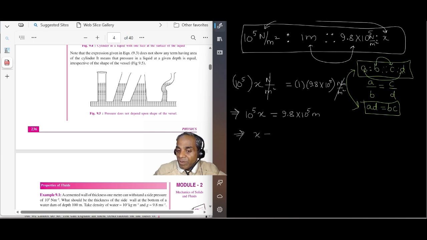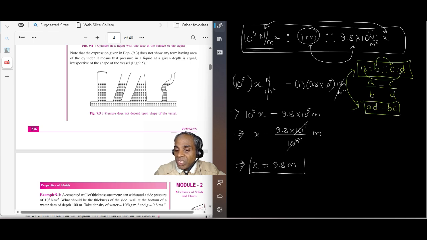Now if I want to find out x, basically it is 9.8 into 10 raised to 5 divided by 10 raised to 5, and meter. This gets cancelled out, so 9.8 meter. We can directly address that, because if the pressure to be withstood is 10 raised to 5 Newton per meter square, for which the wall thickness is 1 meter, pressure is 9.8 times of that, so obviously wall thickness should be 9.8 times of 1 meter, which is 9.8 meters. Very simple calculation. But just for you to be able to understand how the calculation needs to be done if there are different values, I have processed the question solving in this way. So x is nothing but 9.8 meters.